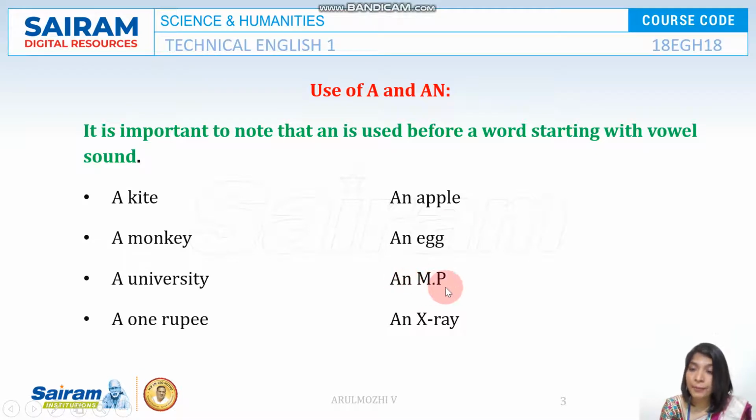An MP. Again, this is a consonant letter, but it takes an, because the M in MP consists of two sounds, e and m. The first sound is a vowel sound, as in egg. So it also takes an MP. Look at the same thing again in the following letter, X-ray. Again, the same sound is repeated, so it takes an X-ray.